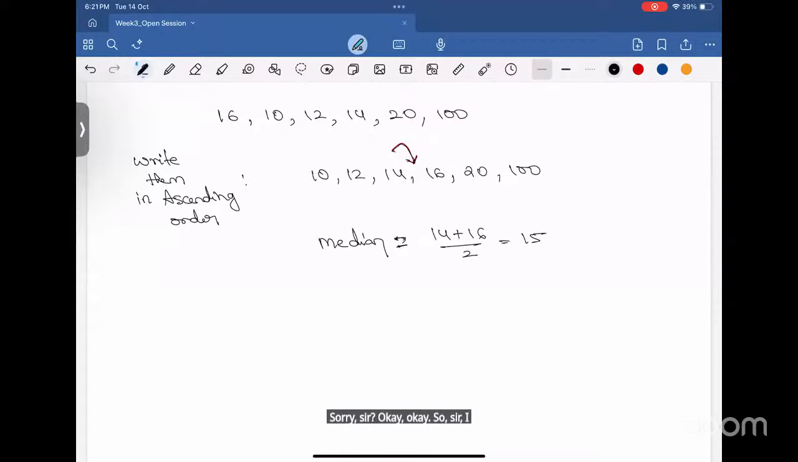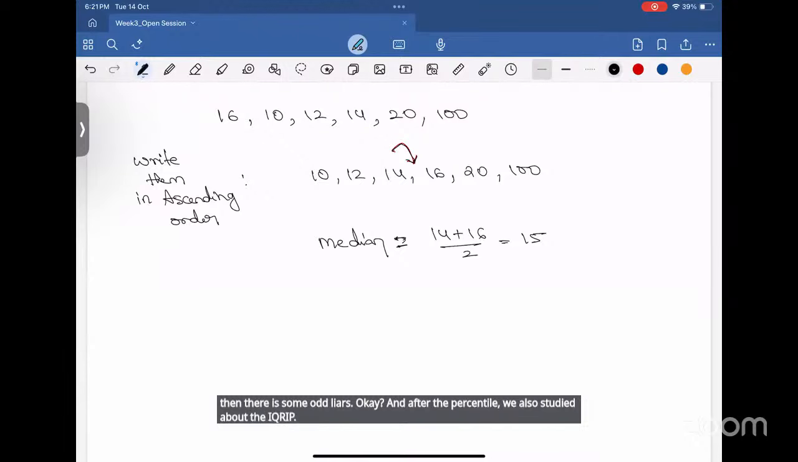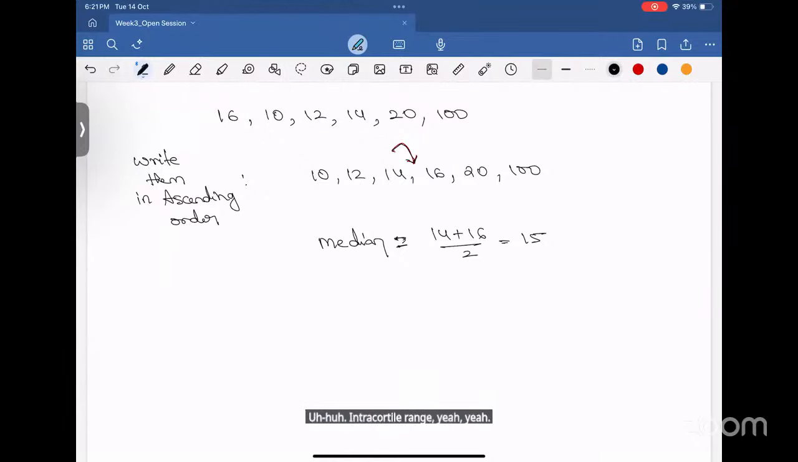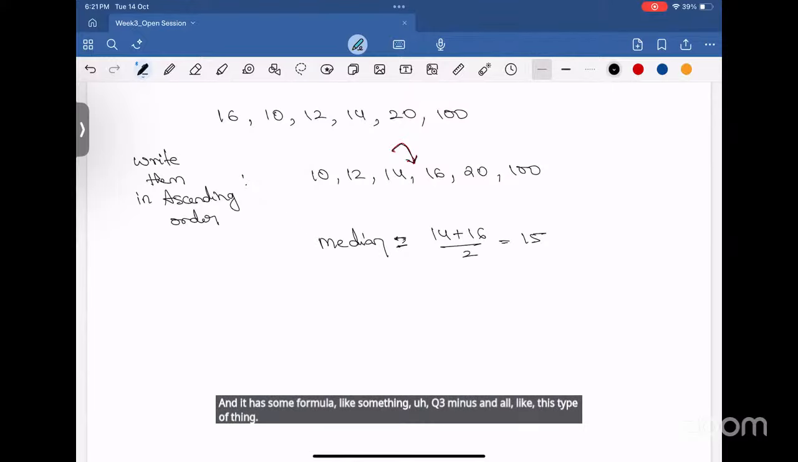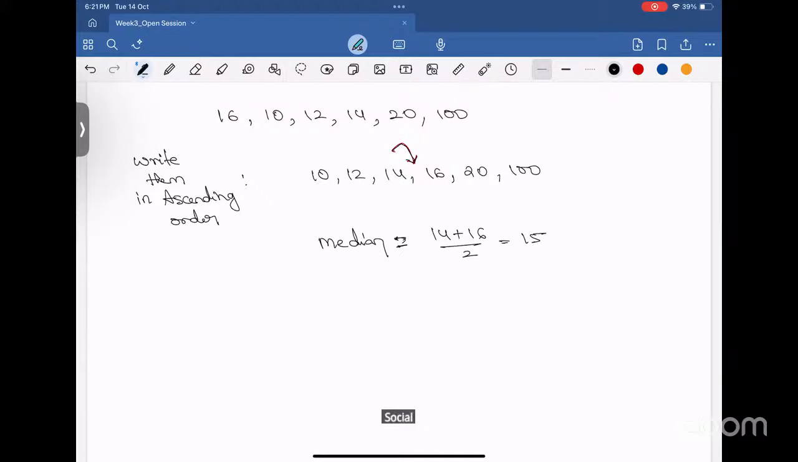Sir, I have a little doubt about when we studied the percentile. In the whole data set, the whole observations, there are some outliers. After the percentile, we also studied the IQR, the interquartile range. Then there is a concept of finding the outliers, and it has a formula with Q3 minus something. Sir, please describe this formula. How can I calculate the outliers?